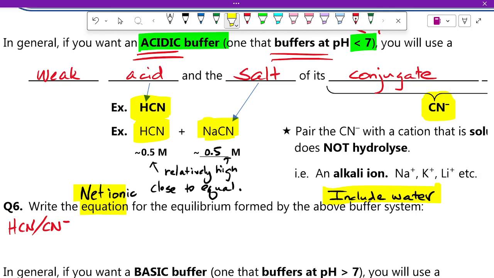But basically what you have is you start with a weak acid. And then the weak acid will allow it to shift. You've got a lot of it, that allows it to shift this way. But if we add some base, or sorry, if we add some acid, this can't really shift this way.